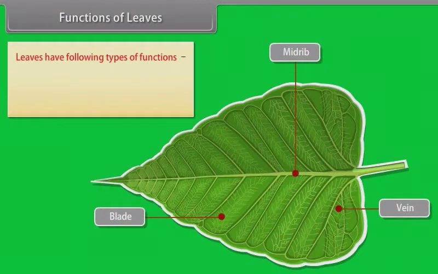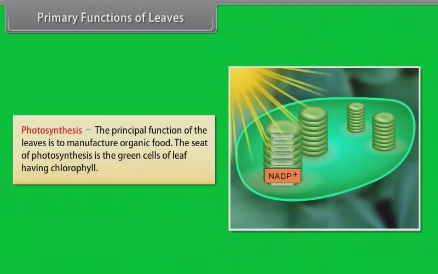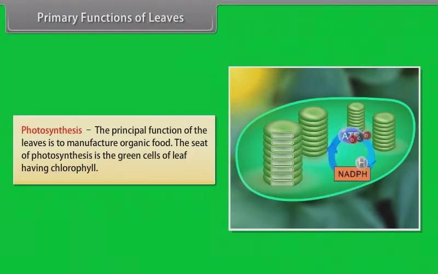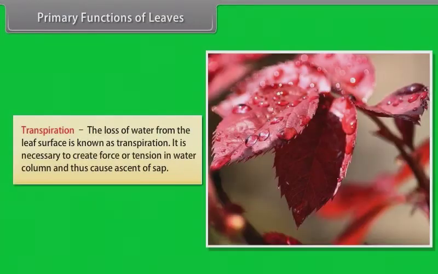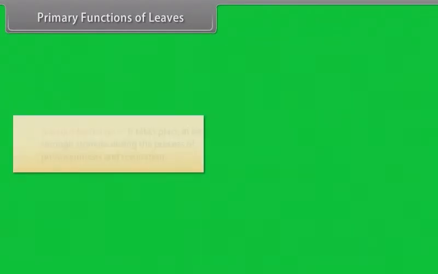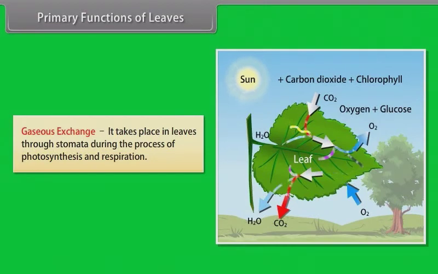Functions of leaves. Leaves have following types of functions: primary or main functions, secondary or accessory functions. Primary functions of leaves. Photosynthesis. The principal function of the leaves is to manufacture organic food. The seat of photosynthesis is the green cells of leaf having chlorophyll. Transpiration. The loss of water from the leaf surface is known as transpiration. It is necessary to create force or tension in water column and thus cause ascent of sap. Gaseous exchange. It takes place in leaves through stomata during the process of photosynthesis and respiration.